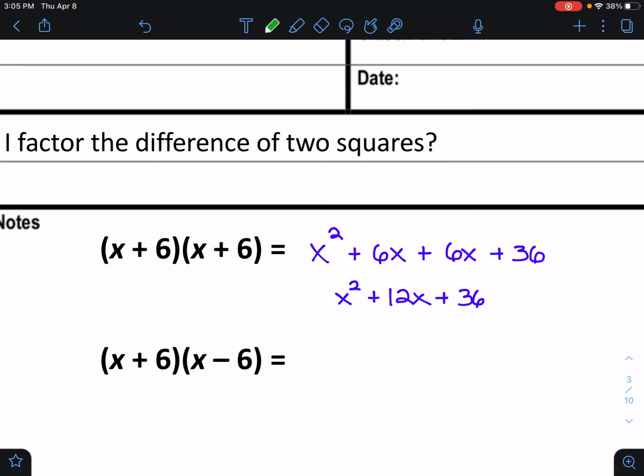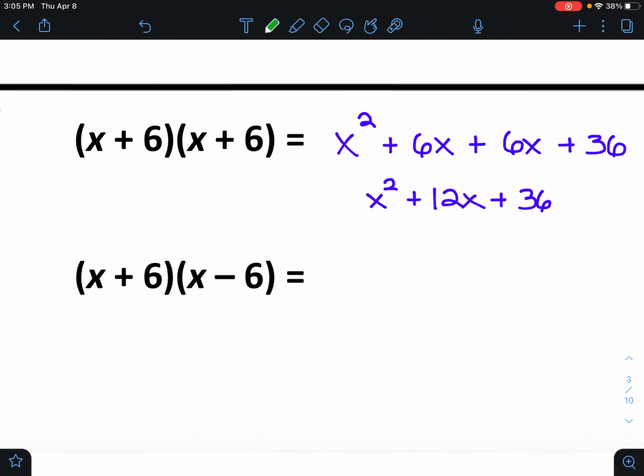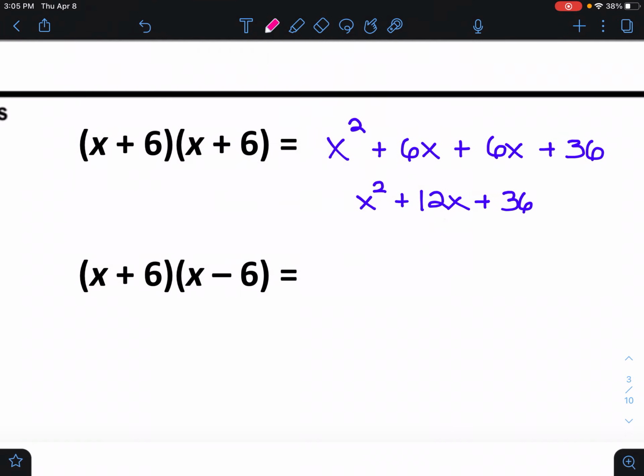what happens if we have the 6 and the 6 again, but now one of them is positive and one of them is negative. All right, so let's distribute this out. X times x is x squared. X times negative 6 would be negative 6x. Now we're going to do 6 times both of these, right? So we would have 6 times x is 6x. And 6 times negative 6 is negative 36. Well, now when we combine these like terms in the middle, you'll notice they cancel out. Negative 6x plus 6x is 0x, or 0. So I'm left with x squared minus 36.